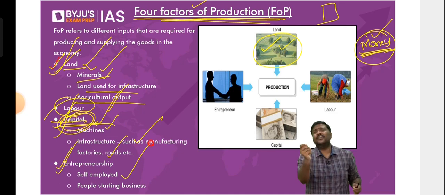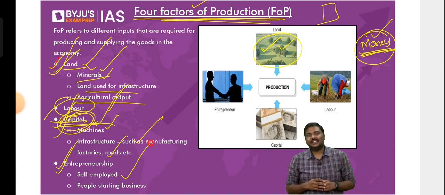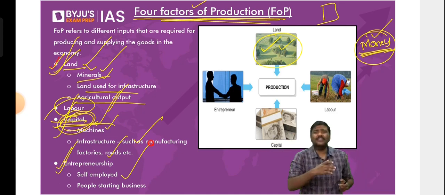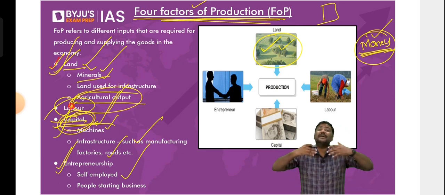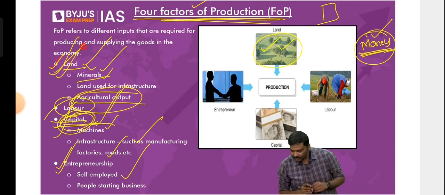Because understand, from where do you get the seeds? If you want to cultivate wheat, from where do you get the seeds? Did you create the seeds? No, the seeds were already available naturally. That is the reason anything that is given to us by nature is put under the concept of land.